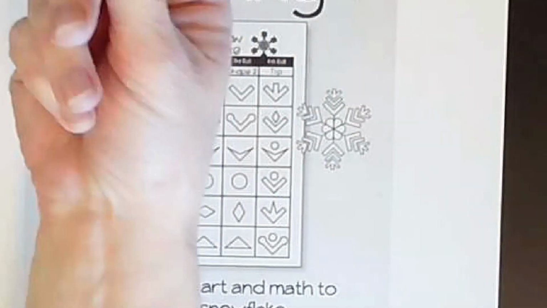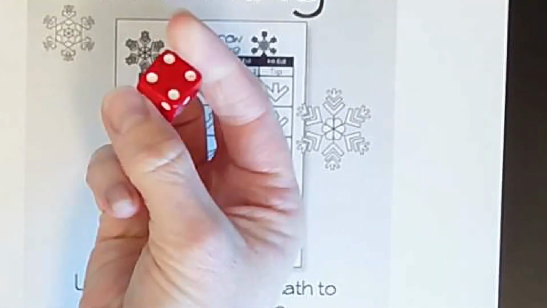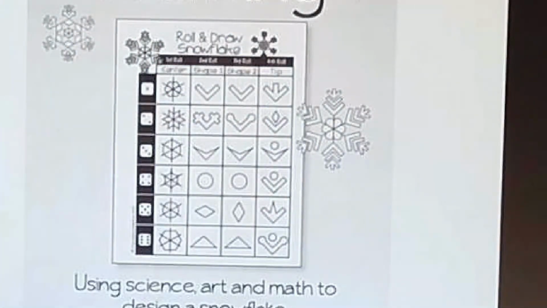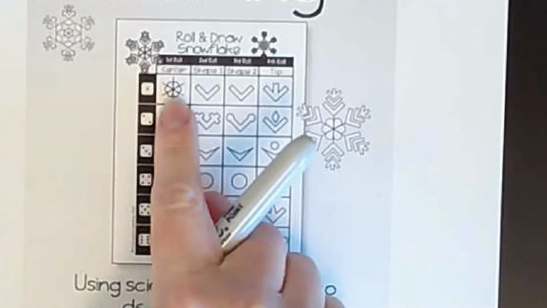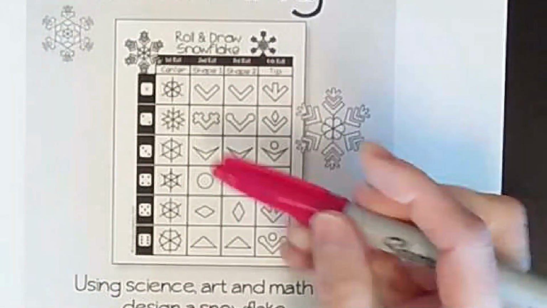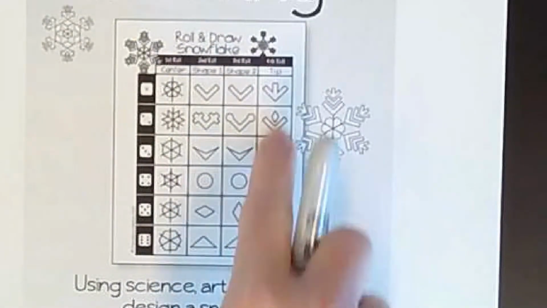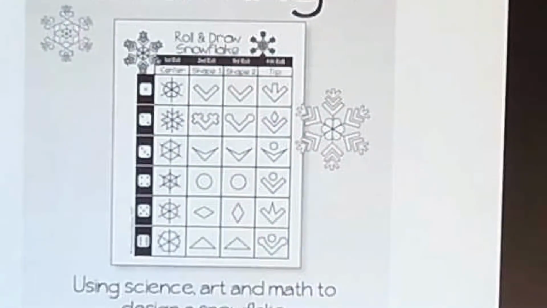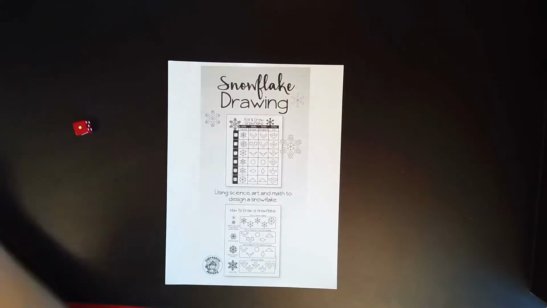So I've got my little die, a little 6-sided die. Okay, so we have 6 different options, and we're going to roll 4 times. We've got the center, the shape 1, the shape 2, and the tip. Okay, so let's look at the snowflake example so we can see what this means.